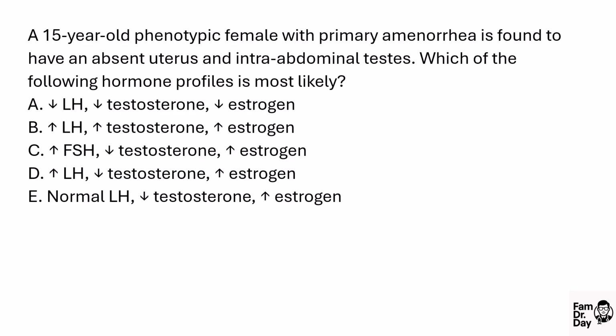In this next question, we have a 15-year-old phenotypic female with primary amenorrhea found to have an absent uterus and intra-abdominal testes. Which of the following hormone profiles is most likely? Feel free to pause this video to read the answer choices and select it on your own.